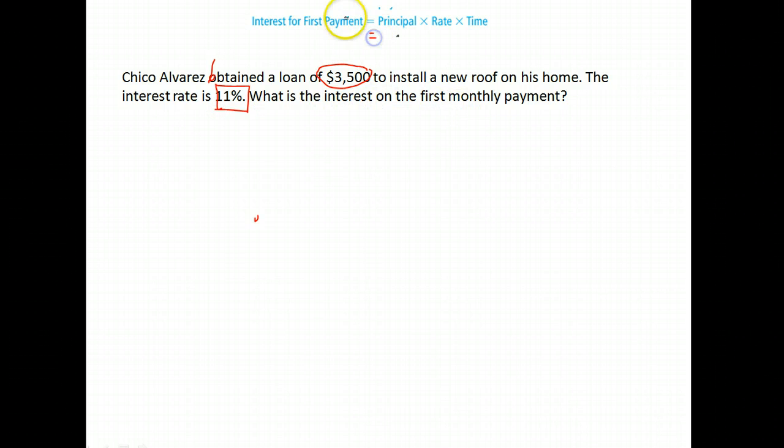Well, we use our basic formula for interest, and that's principal times rate times time. The principal is $3,500. The rate is 11%. Remember, move the decimal 2 places to the left. Okay, 0.11 times the amount of time. Well, this is monthly payments, so the time is in years. So what part of a year is a month? It's 1/12 of a year, because there are 12 months in a full year.